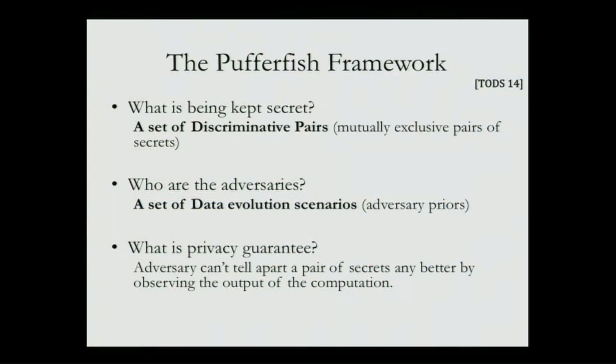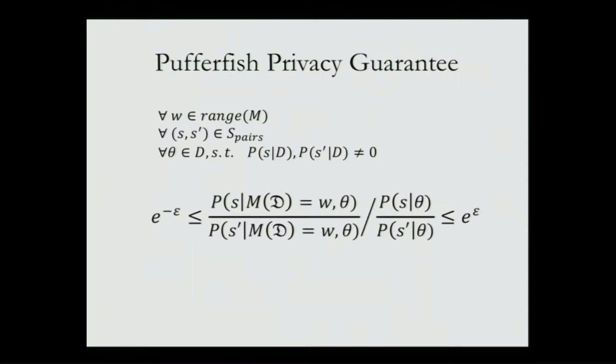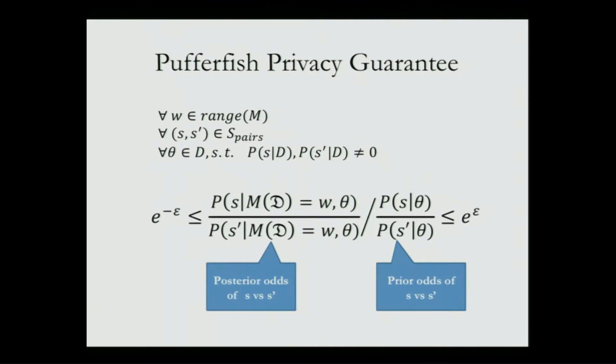And then your privacy guarantee is that every adversary in your set of adversaries can't tell apart a pair of secrets any better by observing the output of your computation. So more mathematically, what kind of guarantee you get is basically that for every output that a mechanism generates, for every pair of secrets, person 1 is in the table versus person 1 is not in the table, for example, and for every adversary with some technical conditions, the posterior odds of the adversary thinking S versus S prime is true should be close to the prior odds of the adversary thinking S versus S prime is true.